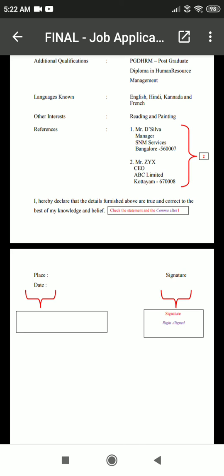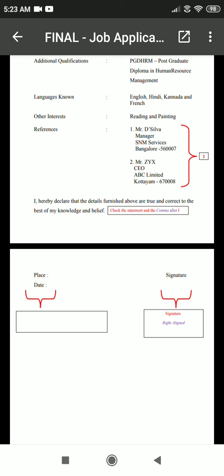A reference is basically someone they may try to contact when you're giving your resume. Why? Because they want to know what kind of personality you were in that previous job. To understand more about you, they may call these people. So that's the reason you're supposed to always give the reference statement.